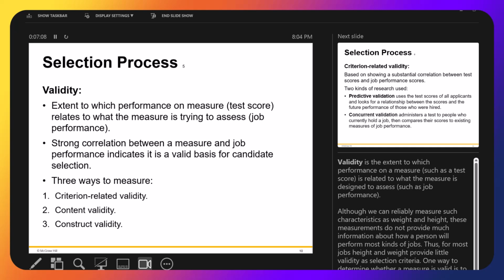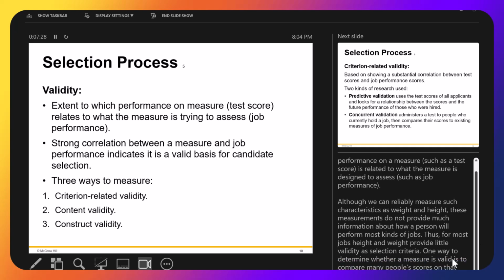Validity, the extent to which the performance or measure test score relates to the measure it is trying to assess, job performance. A strong correlation between a measure and job performance indicates that it is a valid basis for candidate selection. Three ways to measure: criterion-related validity, content validity, construct validity. So when you're looking at these different ways of measuring, it's primarily about making sure that you're doing something on a consistent basis that makes it valid.